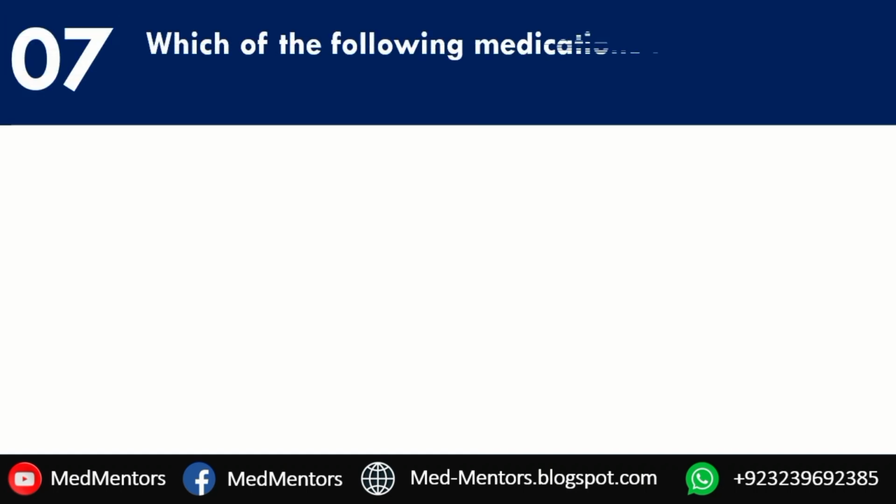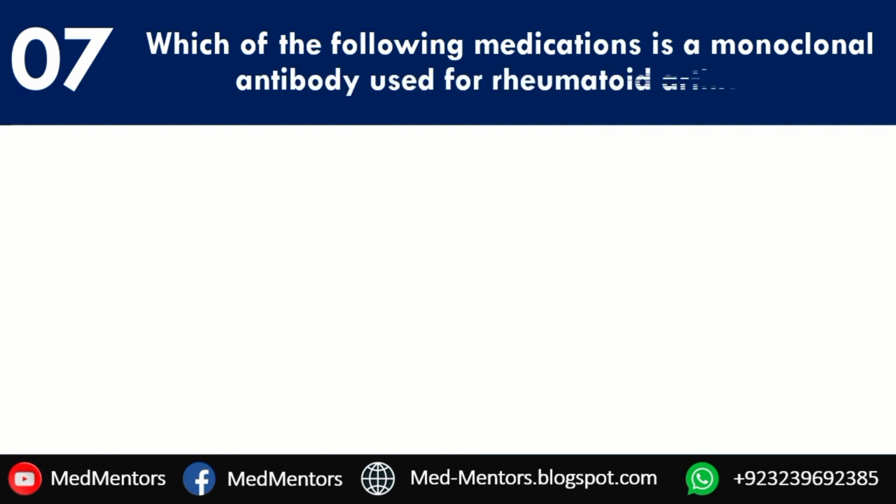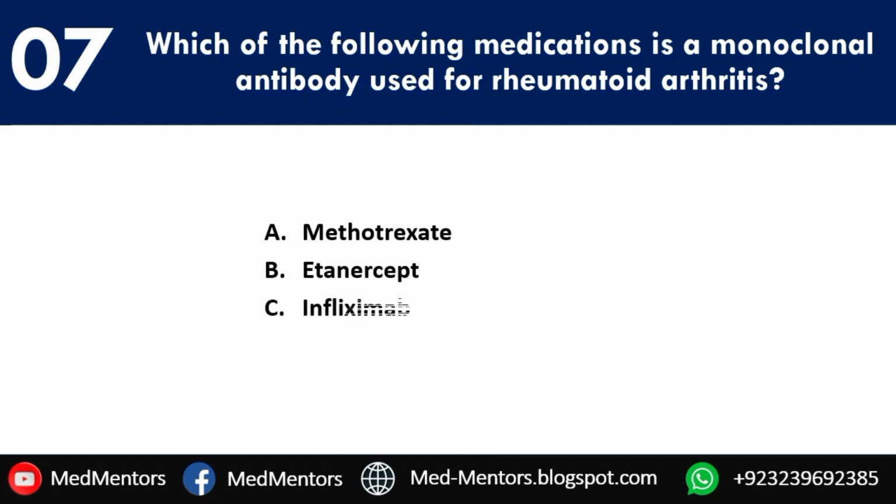Number 7. Which of the following medications is a monoclonal antibody used for rheumatoid arthritis? Option A. Methotrexate. Option B. Etanercept. Option C. Infliximab. And option D. Leflunomide. Correct answer is infliximab. Infliximab is a TNF-alpha inhibitor that reduces inflammation in autoimmune conditions like rheumatoid arthritis.